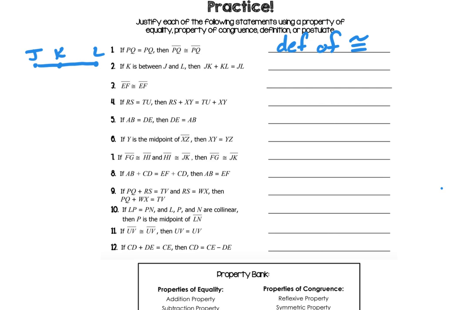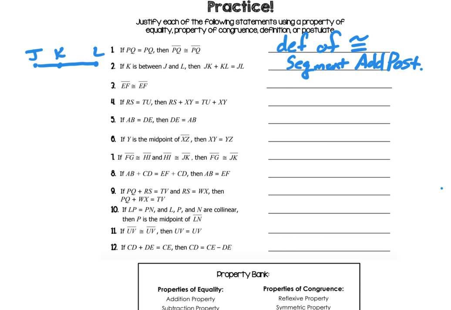So look at the bottom. What would we use here? We used this one yesterday. Segment addition postulate, good. Because we're adding segments. So just ask yourself, what's happening? Here we're adding segments, so we call this the segment addition postulate.